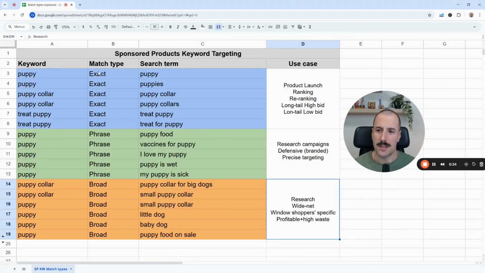So it's exact match. Exact match, by the way, isn't what it used to be in the past, but still it's pretty useful. On the left, for all the examples, you will see keywords and respective match types and which kind of search terms can be generated from these different or same keywords. And then on column D, you will see some of the use cases for each of the match types I will be explaining. So stay tuned.